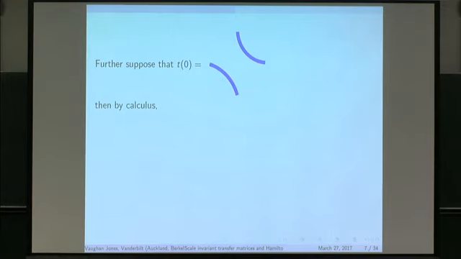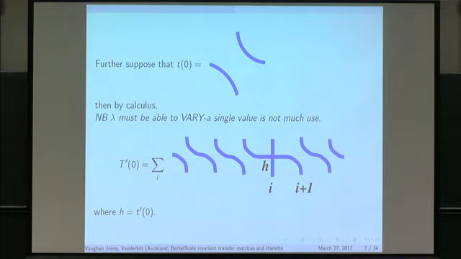So anyway, by the product rule for differentiation, and here it's important that this lambda guy actually does vary. Just one value of lambda is not enough. Then we can differentiate t at 0, like t prime at 0. And this, by the Leibniz rule, product rule for differentiation, is the sum over i. You just evaluate it at 0 here, and at the ith and i plus 1 slots, you differentiate it. And if we call little h, we call it t prime of 0, then that goes in there.